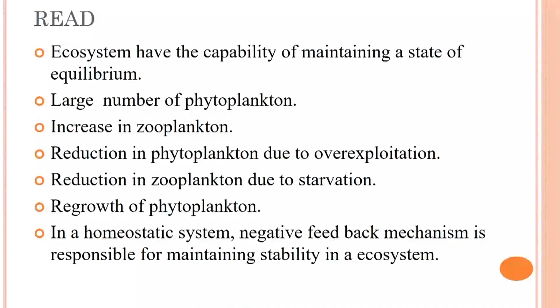So, we can say in a homeostatic system, an ecosystem has the capacity of maintaining a state of equilibrium. Large number of phytoplankton, increase in zooplankton, reduction in phytoplankton due to overexploitation, reduction in zooplankton due to starvation, and later regrowth of phytoplankton. In every homeostatic system, a negative feedback mechanism is responsible for maintaining stability in any ecosystem.